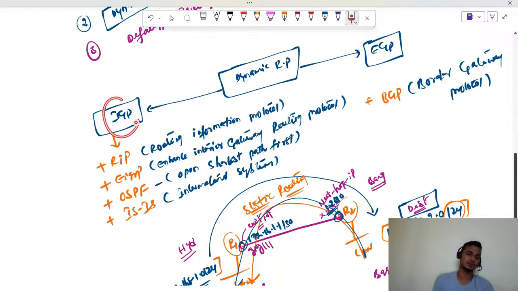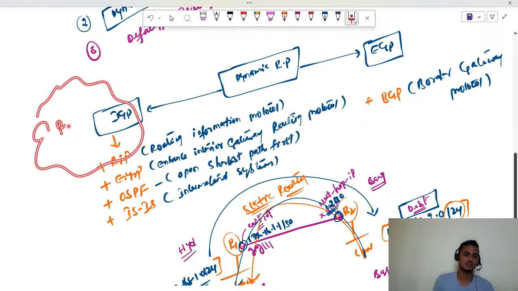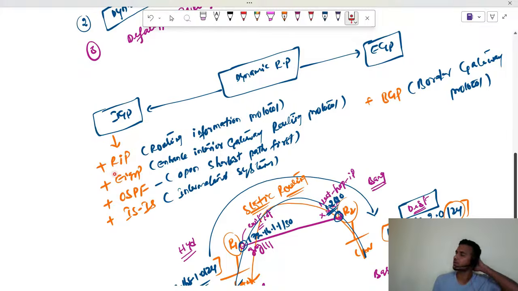So IGP stands for interior gateway routing protocol. These protocols are RIP, EIGRP, OSPF, and IS-IS. These routing protocols are used within the autonomous system. An autonomous system is a collection of routers under a common administrative domain. Here you will have a router which is connected to another router. You will see this mostly in BGP, and then you will understand what IGP is.